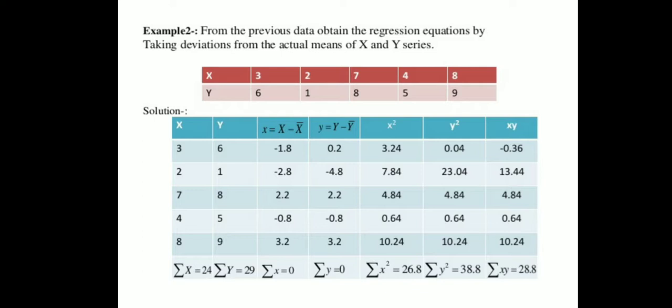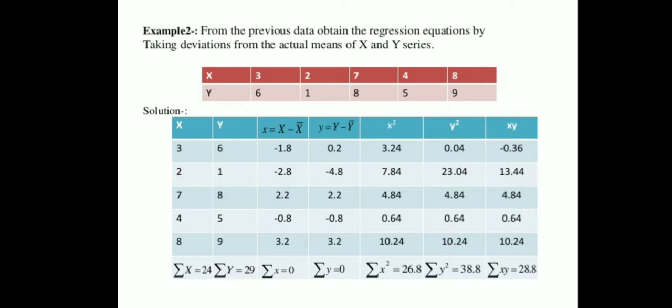Similarly, for the second column of y values, take the sum of y equal to 29. The sum of y divided by n, that is 29 divided by 5, gives you the average of y. Now take the deviation, so y minus y bar, that means 6 minus y bar, 1 minus y bar, 8 minus y bar, 5 minus y bar, etc. Find the values of x i minus x bar and y i minus y bar and get the total.